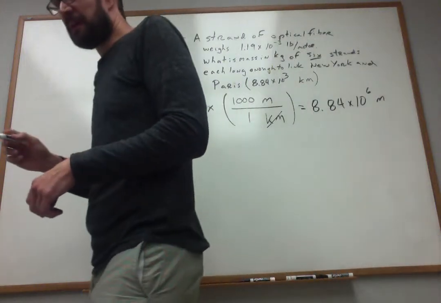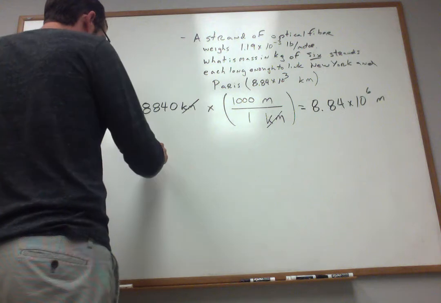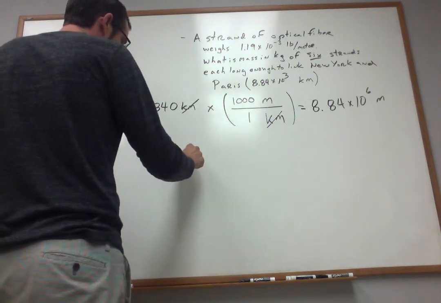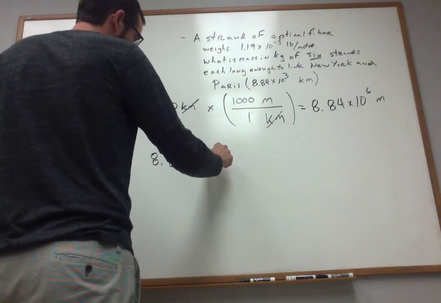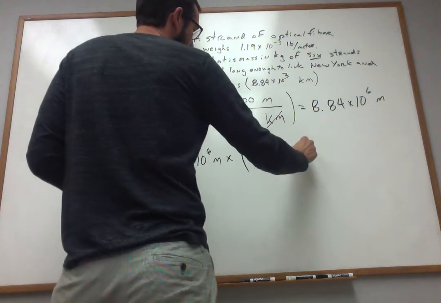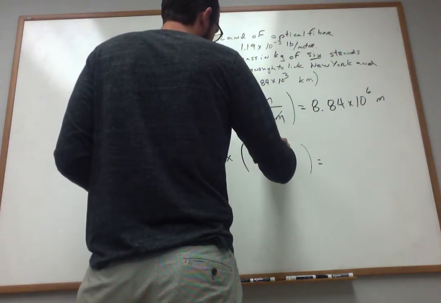So my answer then is 8.84 times 10 to the 6th meters. Well, no, that's not my final answer, but this is the distance between these two cities, just converting the units into meters from kilometers, okay? Now I'm kind of making some progress here, because now that I know the distance in meters between the two cities, I can figure out what the mass of one of these fiber optic strands will be.